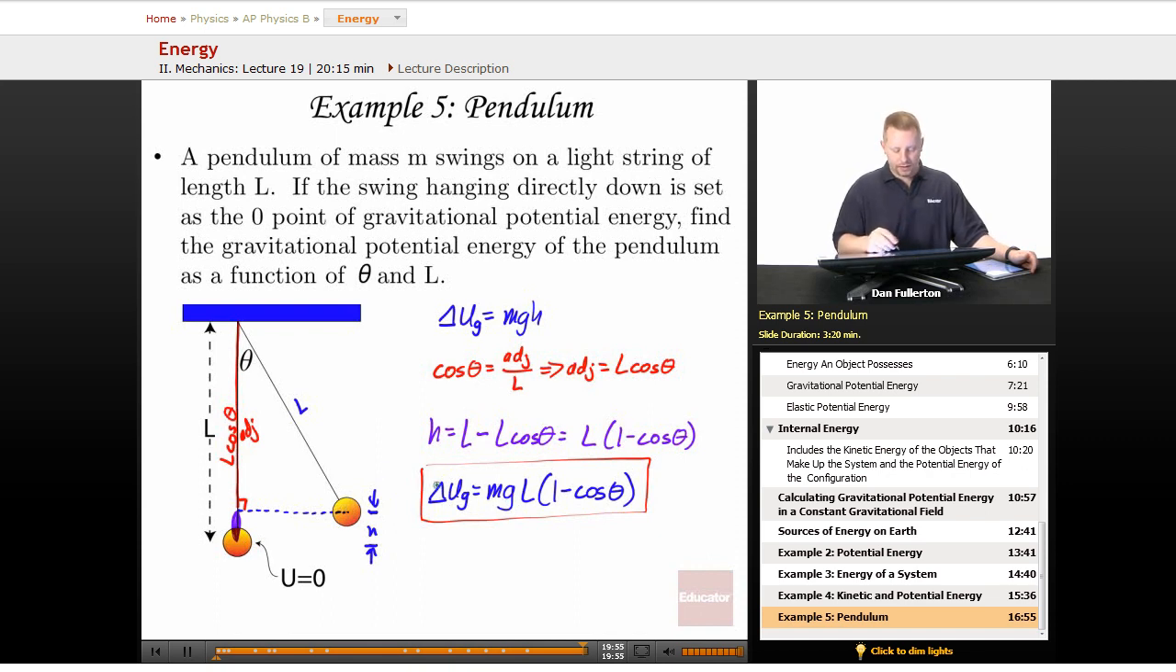Its weight times the length of the pendulum times 1 minus the cosine of theta, which is really just giving you the height difference from its lowest point to its highest point. Hopefully that gets you a good start on energy. We'll talk more about that in our next presentation on conservation of energy.